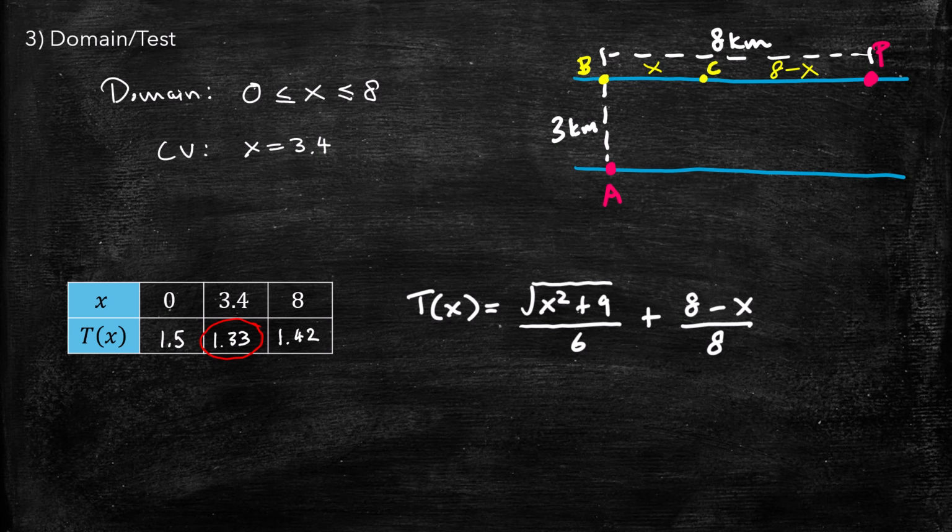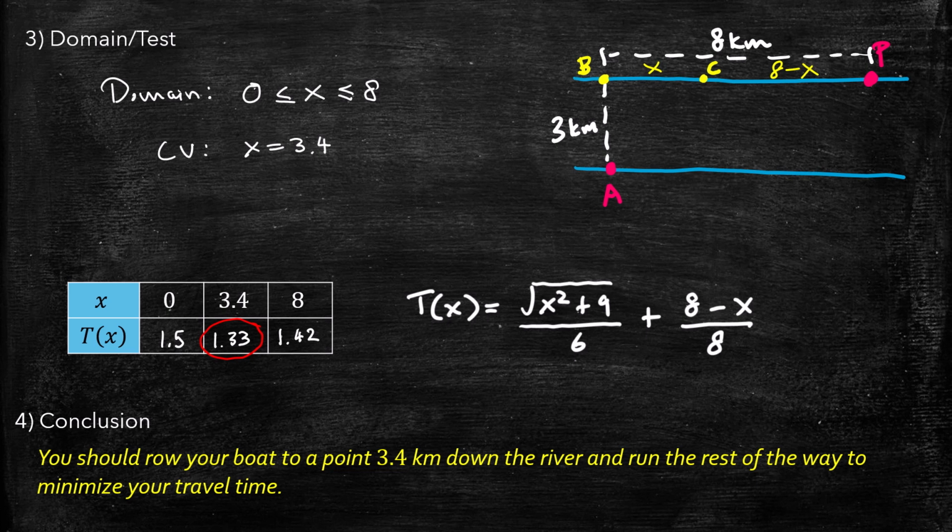So with confidence, you can make your conclusion, which is that you should row your boat to a point 3.4 kilometers down the river. So that point C is 3.4 kilometers from B, and then run the rest of the way in order to minimize your travel time.